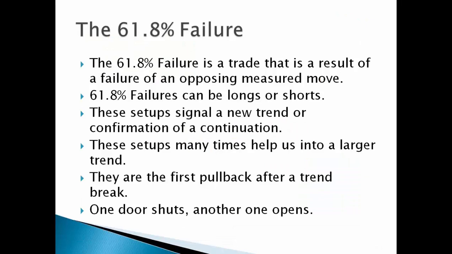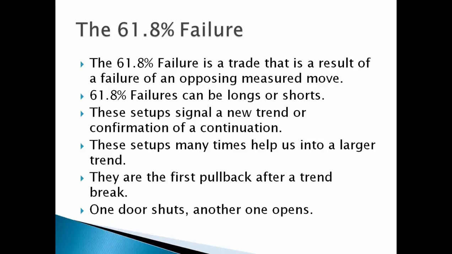Okay, let's talk about the next type of trade setup here. The 61.8% line failure. The 61.8% line failure is a trade that is the result of a failure of an opposing measured move, which means that a traditional has failed or an extension.